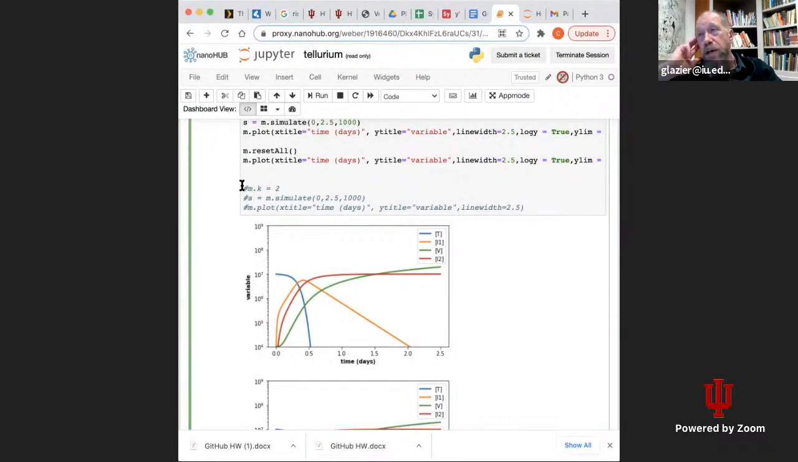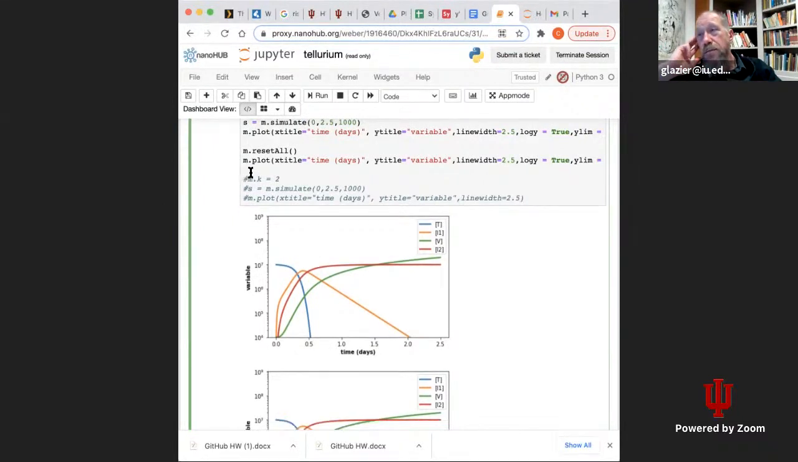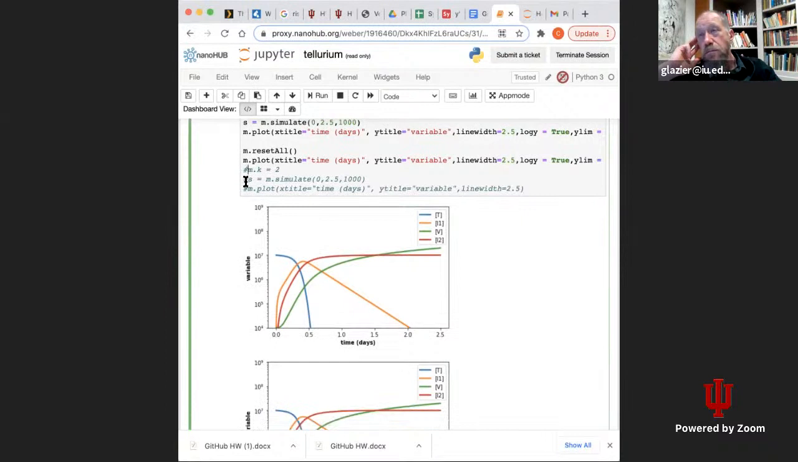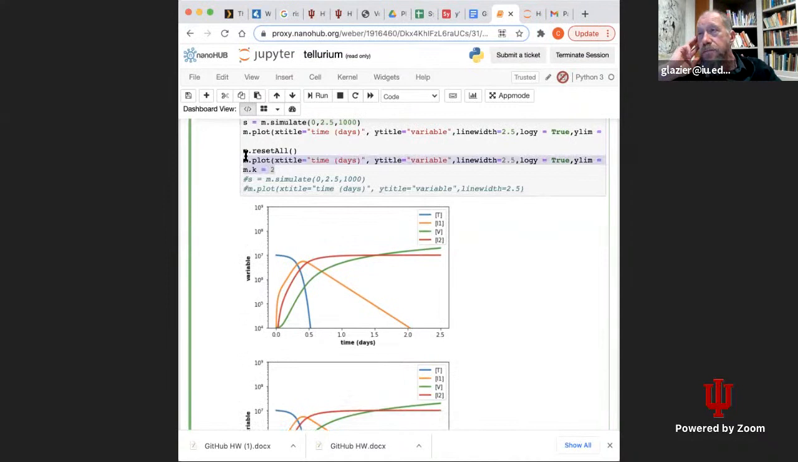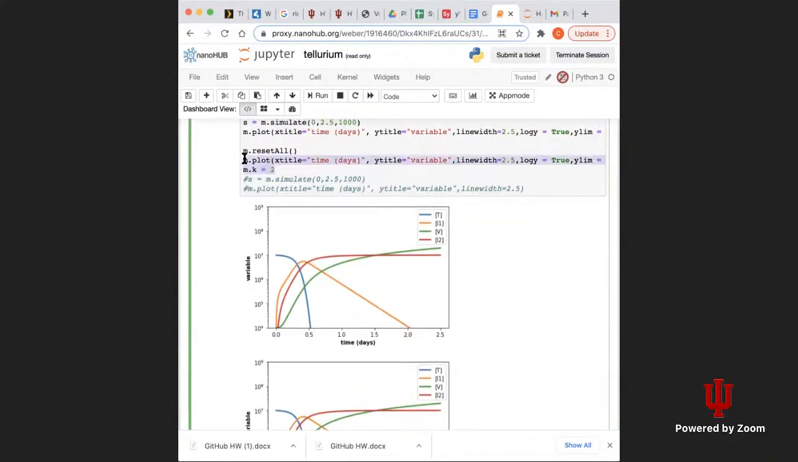So that would mean m.k was equal to 1/2, say. That would be a 2-day eclipse. See what that does. Oh, make it 1/2. Yeah.